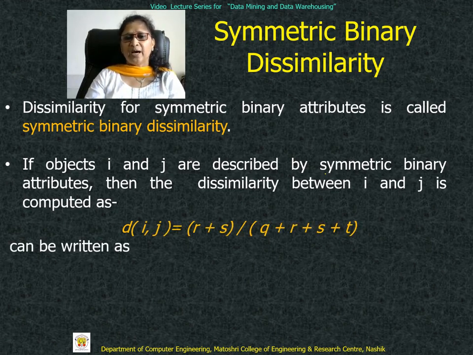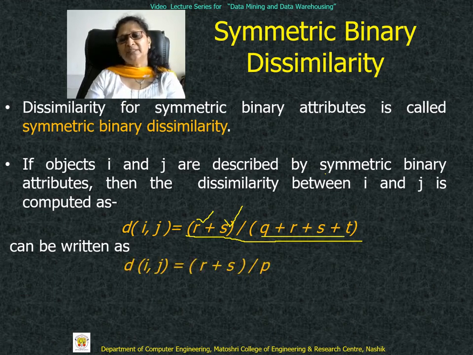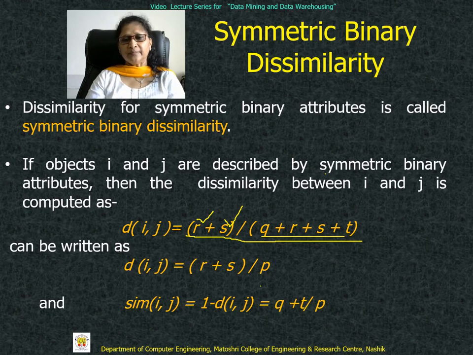is equal to r plus s divided by the total of all the attributes, that is r plus s divided by q plus r plus s plus t. Recollect here that r and s were the values where either of them is 1 and the other value is 0, and this is the total number of all the attributes, and it can be rewritten as r plus s divided by p, because p represents the total of all the variables. This is computing dissimilarity, and we can also compute similarity with the formula of subtracting dissimilarity from 1.